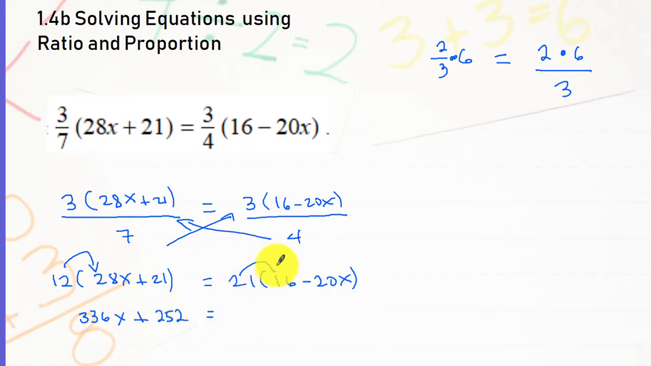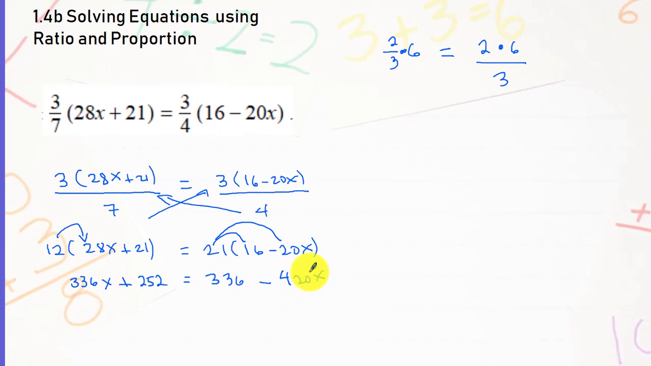Do the same thing here. So we do 21 times 16. We are going to get 336. And then 21 times negative 20x, we are going to get 420. Okay, so minus 420x. All right, so we don't have any like terms here. We don't have any like terms on this side.